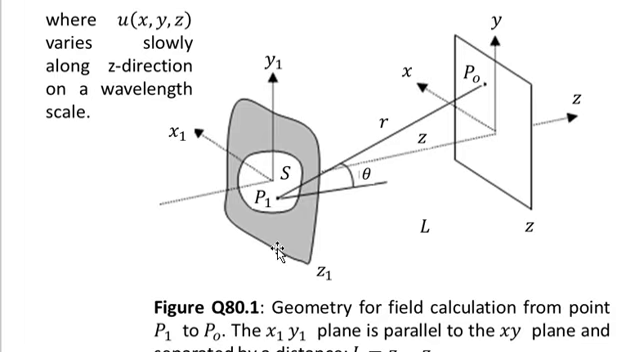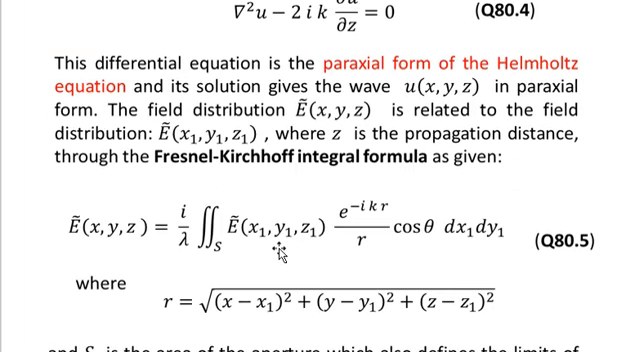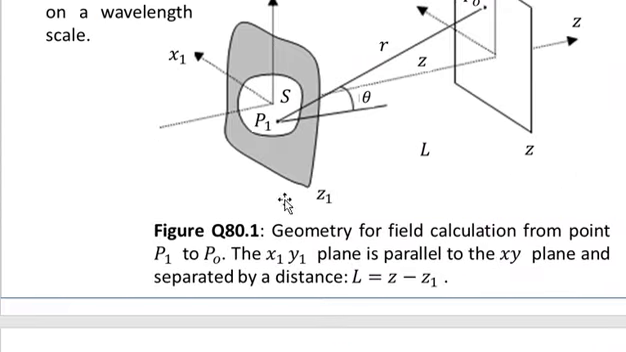The two fields can be related through the Fresnel Kirchhoff integral formula, which is given in equation number 5. So we have E prime of xyz on the left hand side, which is the field at the xyz plane, and that is equal to iota over lambda, and the double surface integral over the surface S of the field E prime at x1, y1, z1, which is the field at the point P1. The P1 point has the coordinates x1, y1 and z1. You can see this is the point P1.